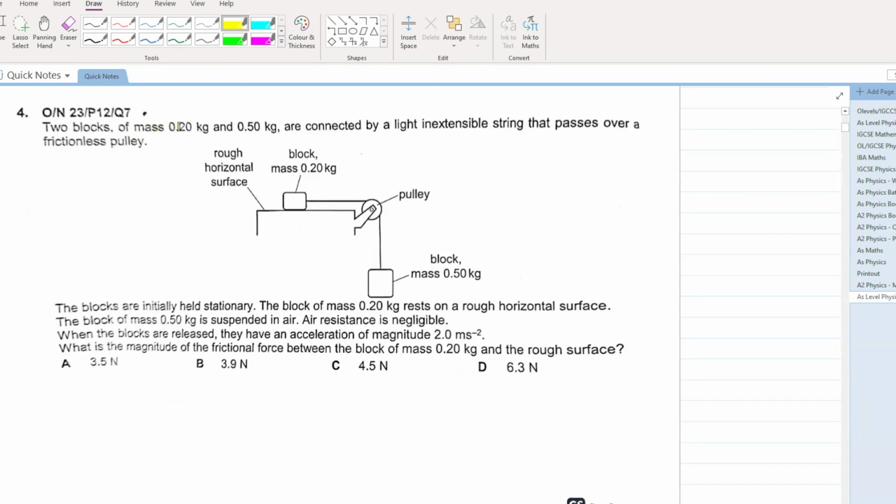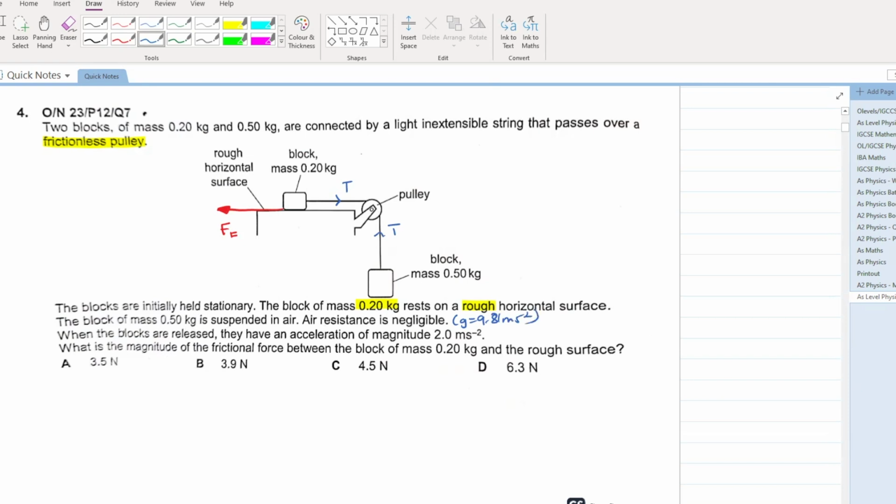Two blocks of mass 0.2 kg and 0.5 kg are connected by a light inextensible string that passes over a frictionless pulley. The two blocks are initially held stationary. The block of mass 0.2 kg rests on a rough horizontal surface. That means there will be a frictional force that acts here. And since they are attached to a string, there will be a tension T in the string on both sides. Air resistance is negligible. That means your gravitational field strength will be 9.81 m s^-2.